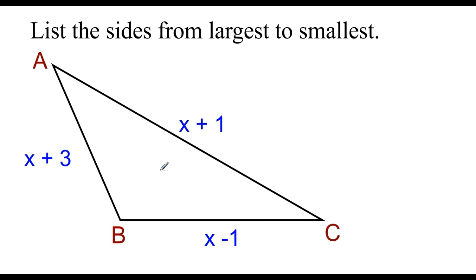Let's do some practice with listing the order of the sides from largest to smallest here. So take a moment and list these in order, like is AB the biggest, is AC the biggest? I want it from biggest to smallest. List those out, please.